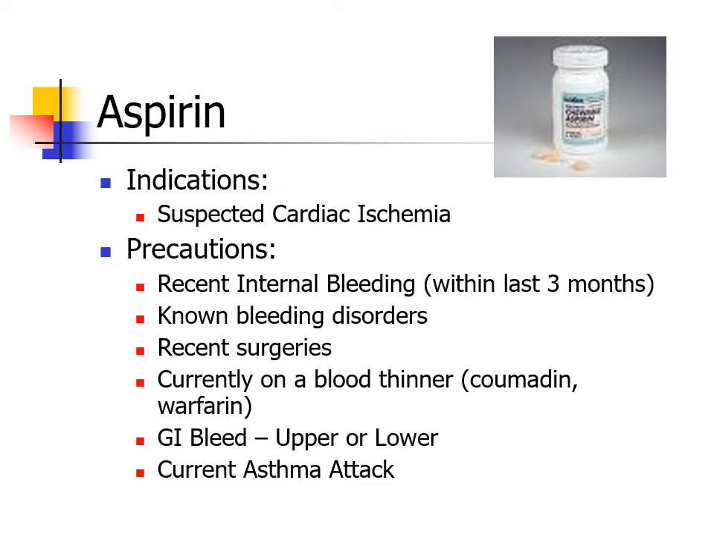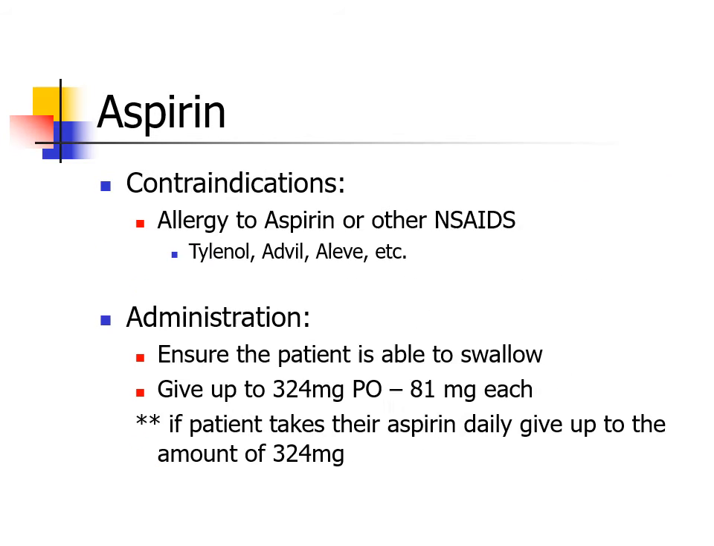Aspirin. The indications for aspirin use are suspected cardiac ischemia. Precautions. Recent internal bleeding within the last 3 months, known bleeding disorders, recent surgeries, currently on a blood thinner, Coumadin or warfarin, GI bleed, or current asthma attack. More contraindications are an allergy to aspirin or other nonsteroidal anti-inflammatory drugs, for example, Tylenol, Advil, Aleve.